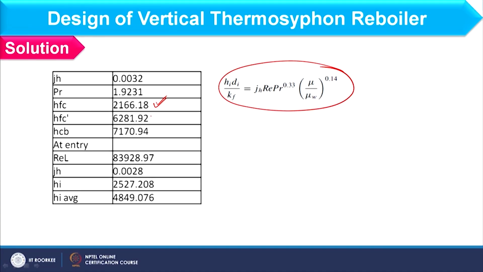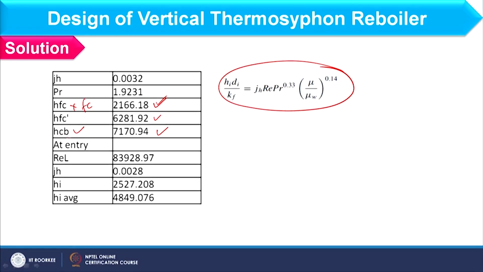Okay. So, h_FC' we can find out like 6281.92 watt per meter square degree Celsius multiplying h_FC with F_C. Okay. So, total h_CB will be addition of h_FC' plus h_NB', and value you can obtain as 7170.94 watt per meter square degree Celsius.